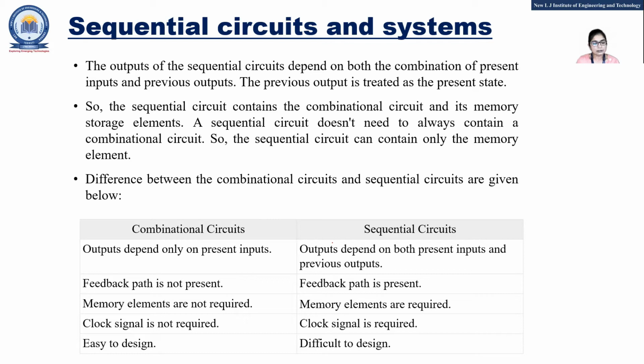Now the next point, in the combinational circuit, we are not using clock signals. In the sequential circuit, we are using clock signal. In the combinational circuit, we are not using a clock signal and feedback path. So combinational circuits are easy to design. Sequential circuits are difficult to design.